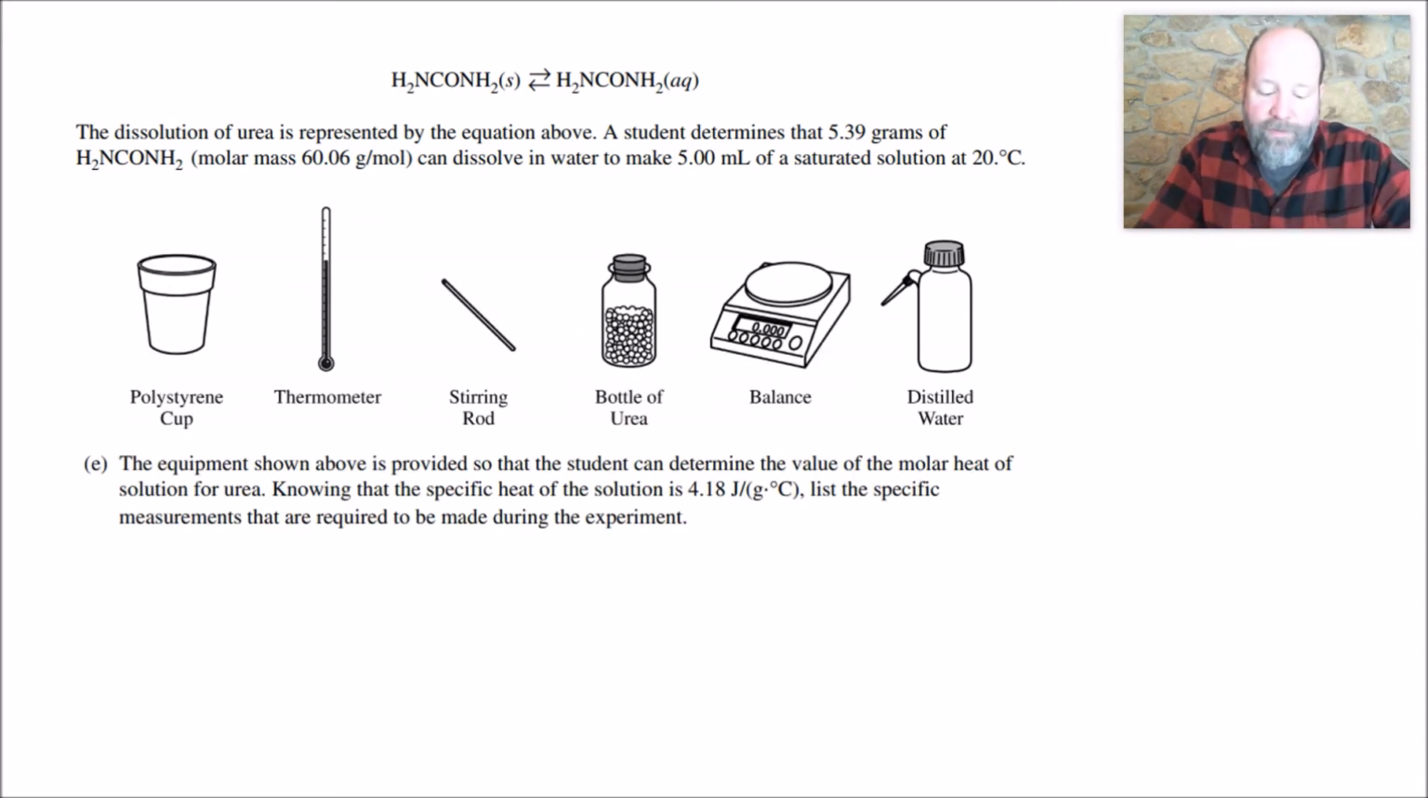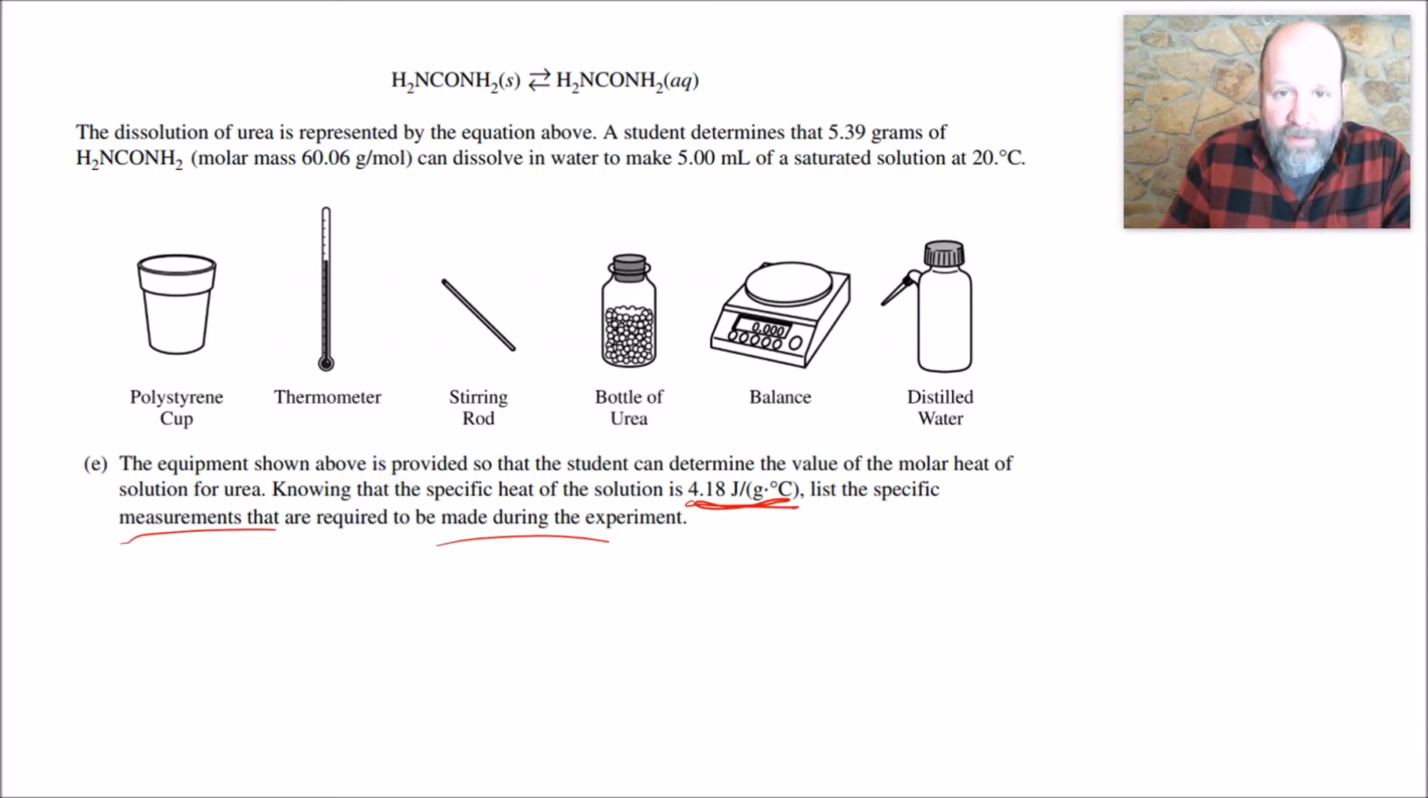All right, so this next question, it looks like a real pain, like you're going to be describing this huge experiment and everything. But then when you start reading this, you've got to be careful. Make sure you answer the question that's being asked, because the question is really simple. The setup makes it seem like it's going to be a big, complicated lab description, but it's not. The equipment shown above is provided so that, blah, blah, knowing the specific heat. So look, they gave me specific heat. What are the measurements that are required to do this experiment?